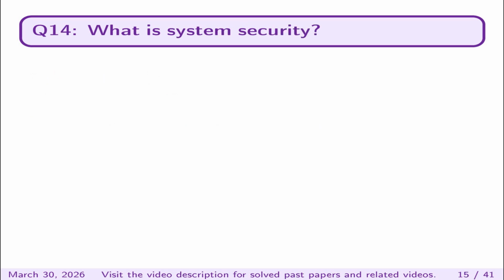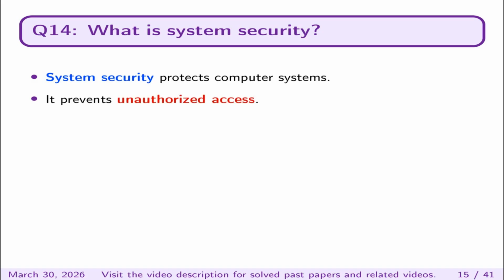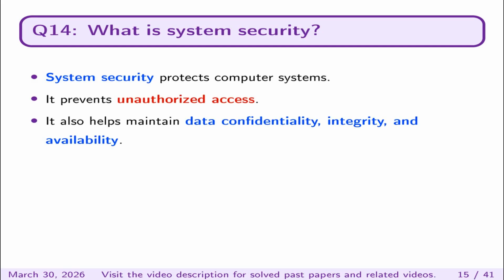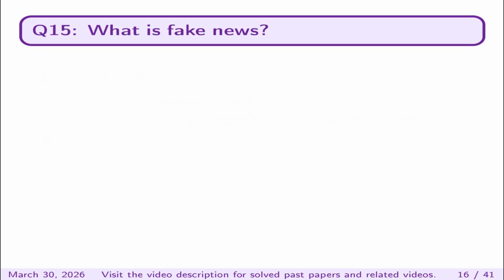What is system security? System security protects computer systems. It prevents unauthorized access. It also helps maintain data confidentiality, integrity, and availability.